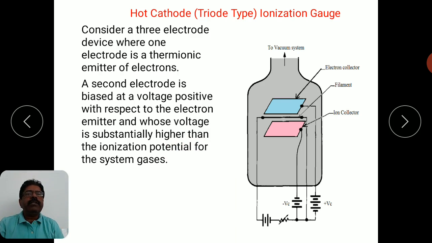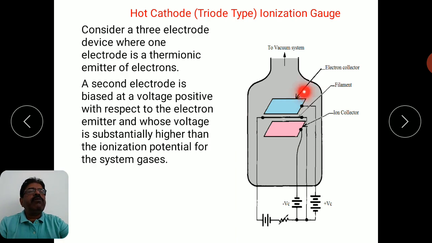So whatever the gases present inside this vacuum chamber, where you want to measure the pressure, the voltage of this second electrode must be kept sufficiently higher in order to overcome the ionization potential. So this particular electrode is this one. You can see here, this is the electron collector, and this particular hot cathode triode type of ionization gauge is connected to a vacuum system, so that whatever the pressure inside the vacuum, the same pressure will be present inside this hot cathode ionization gauge.